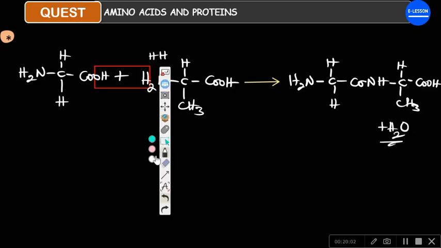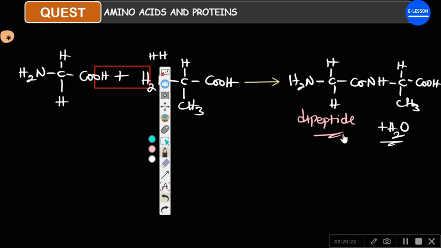And we said you call this a dipeptide. Why? Because it has two peptides, two amino acids. You could also have tripeptide. You could have what we call polypeptide, which are the proteins. Is that okay? So that is that for the amino acid.